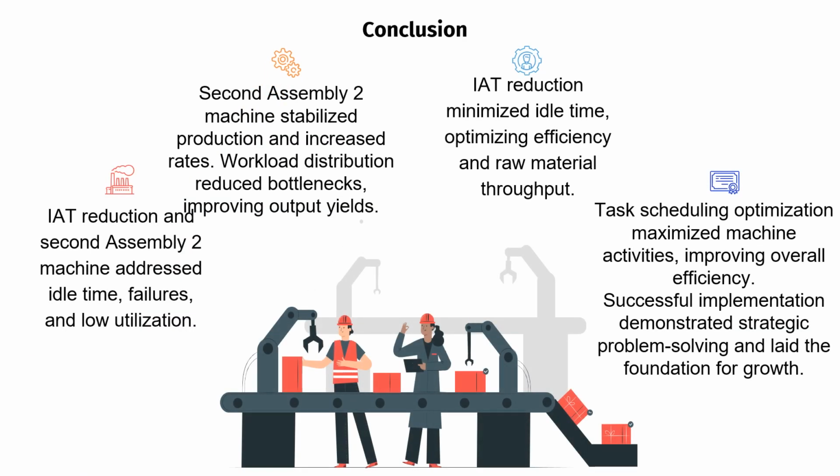Conclusion. IAT reduction and the second assembly tool machine address idle time, failures and low utilization. The second assembly tool machine stabilizes production and increases rates. Workload distribution reduces bottlenecks, improving output yields. IAT reduction minimizes idle time, optimizing efficiency and raw material throughput. Task scheduling optimization maximizes machine activity, improving overall efficiency.